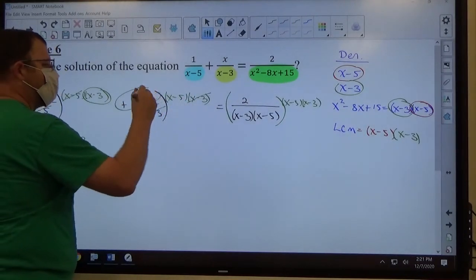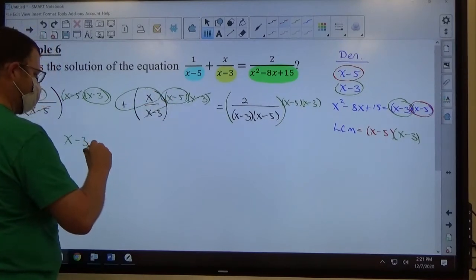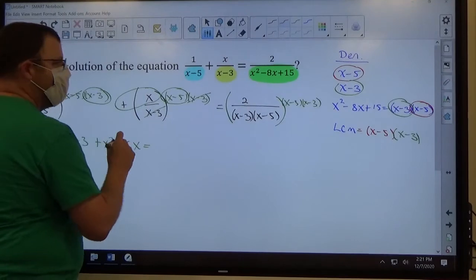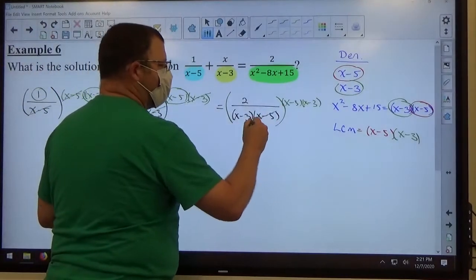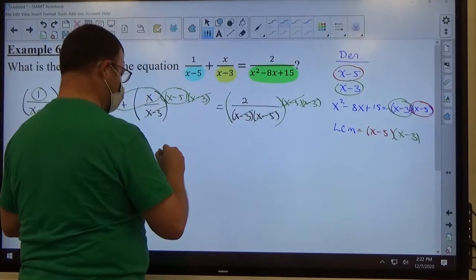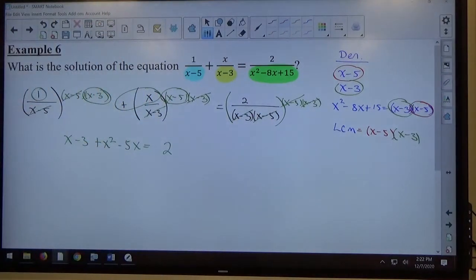Multiply the results, positive x times x minus 5 gives me plus x squared minus 5x. Cancel what cancels, and x minus 5 cancels x minus 5, x minus 3 cancels x minus 3, so I'm left with 2. And again, just like that, what started off looking pretty unpleasant becomes a simple quadratic expression.